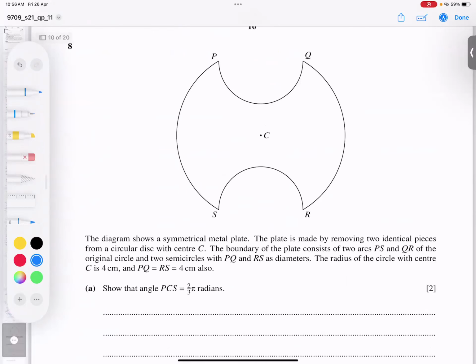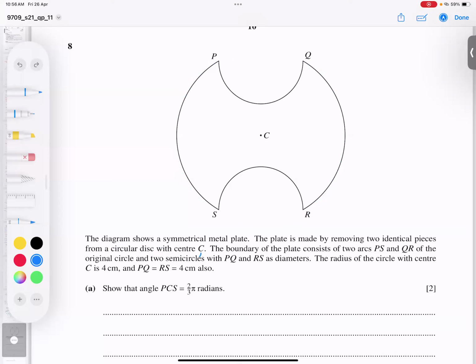So question number 8. The topic is circular measure, you can guess, but first of all, proper reading. A symmetrical metal plate means if I cut like this, left and right are equal, and if I cut up and down, it is the same diagram. If this is a semicircle, this is the same semicircle. Two identical pieces of a circular disc with center C, so this is a complete circle with center C.